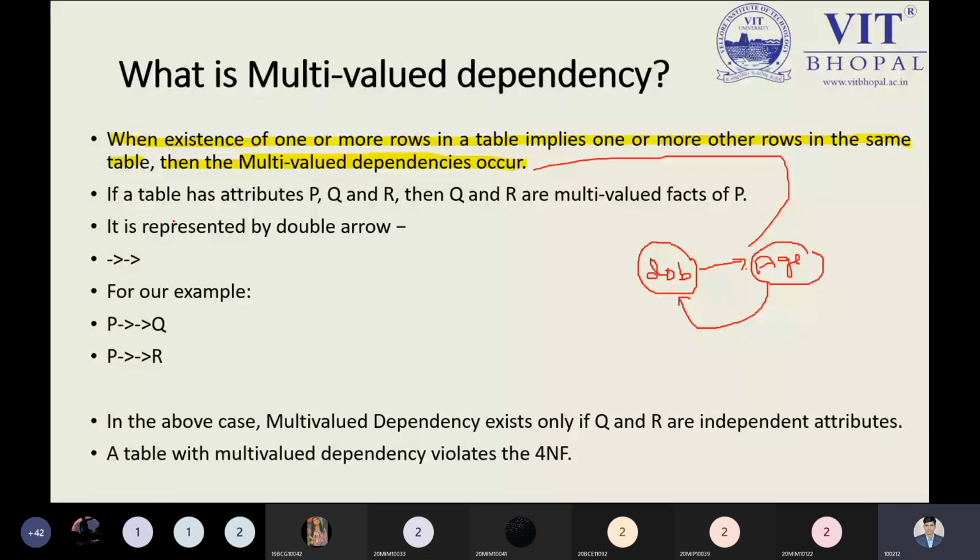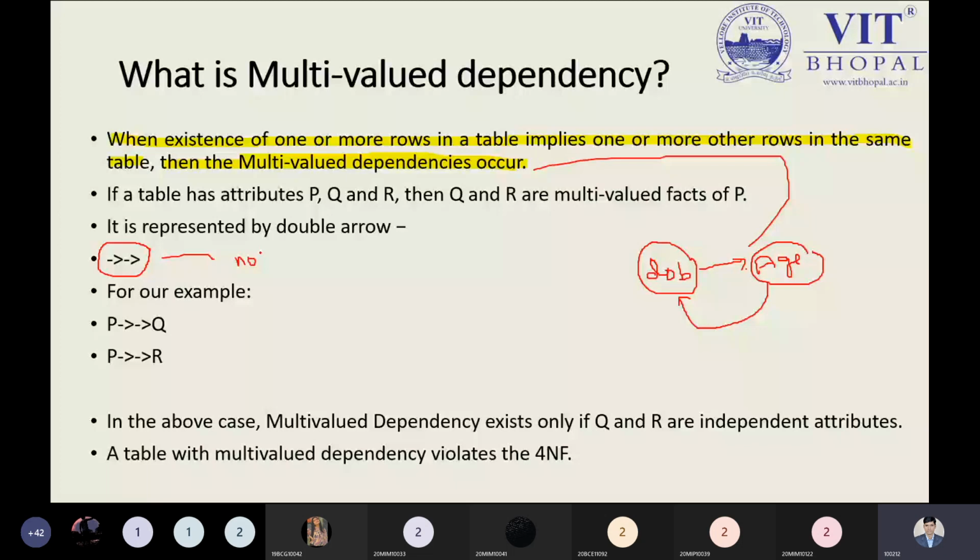So if a table has attributes P, Q, R, and R and Q are the multi-valued facts of P, it is represented by the double arrow. This is a notation. This is the notion of representing the multi-valued dependency.